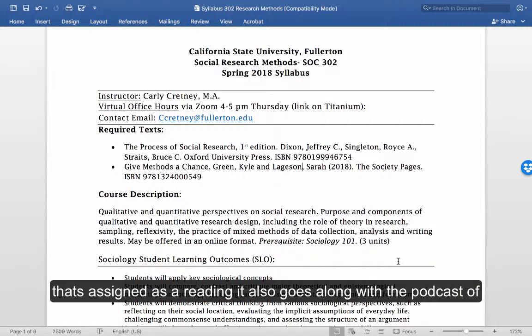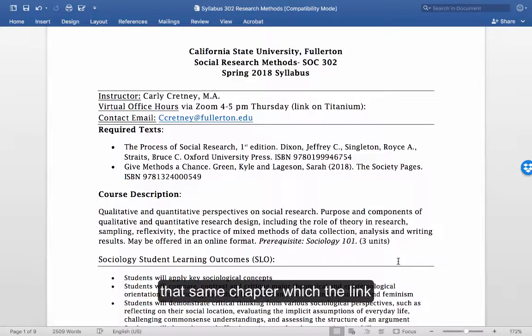So each time that's assigned as a reading, it also goes along with the podcast of that same chapter, and the link to them online will be posted on Titanium. So you're good for that.